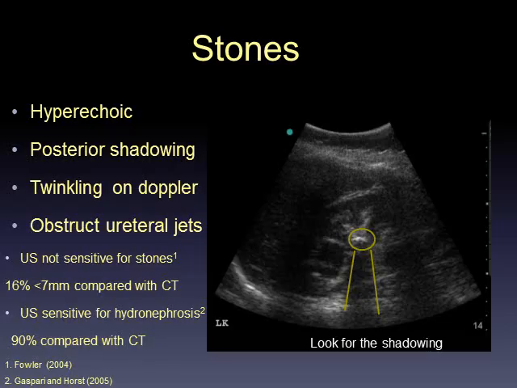This stone, of course, is lying in the kidney. In fact, this is a Staghorn stone, and you can see the stone material going into the calyces here. And this stone would not cause any hydronephrosis as it is not far enough down the collecting system to block the urine.